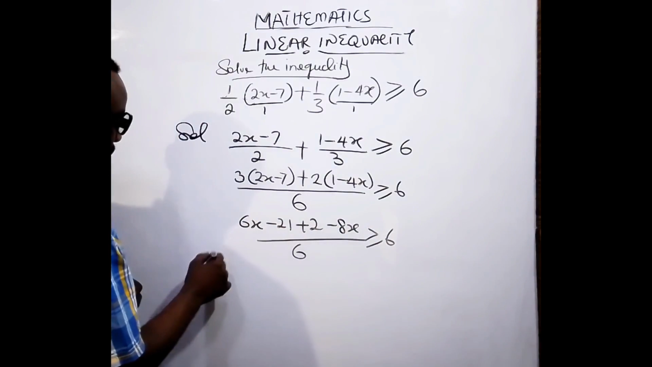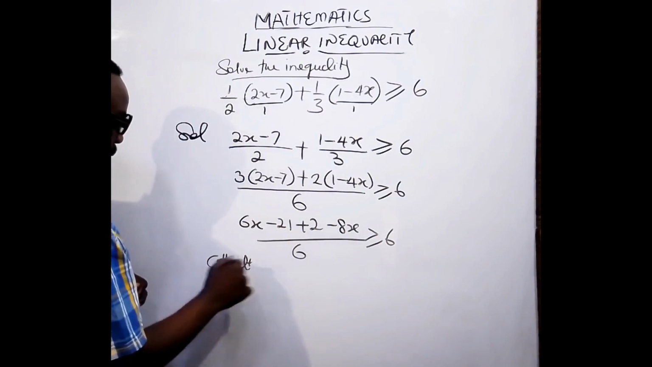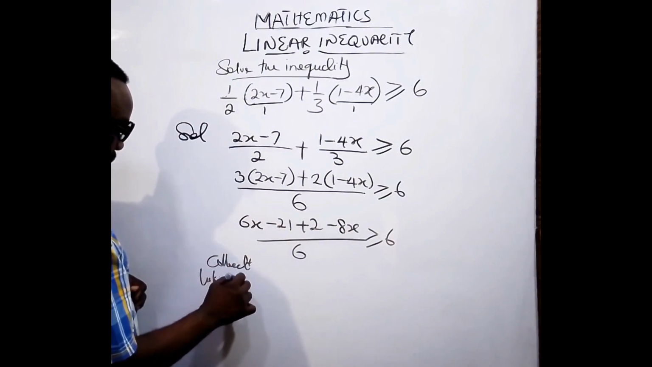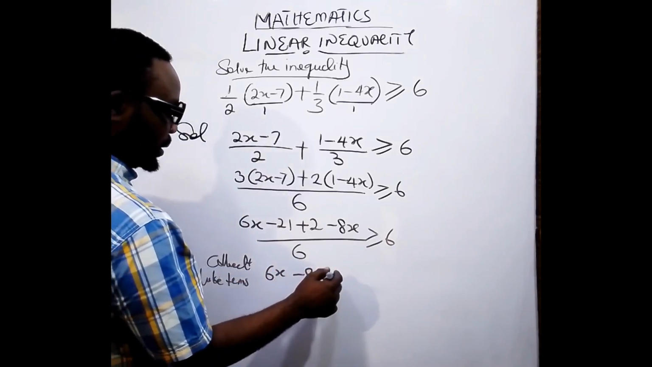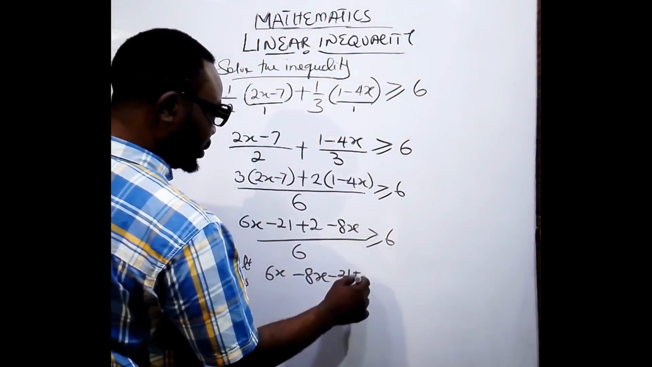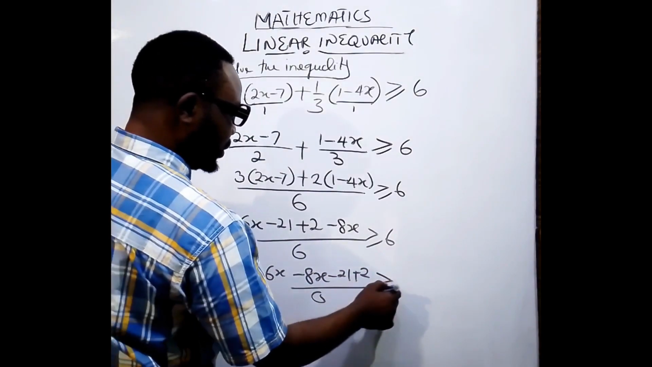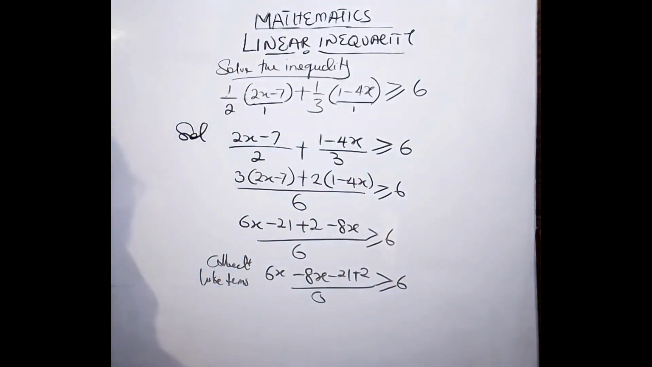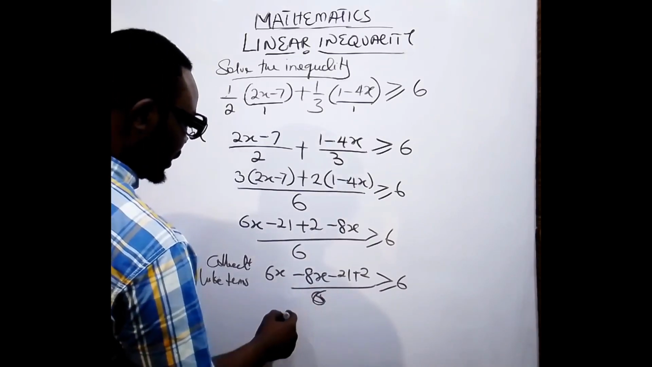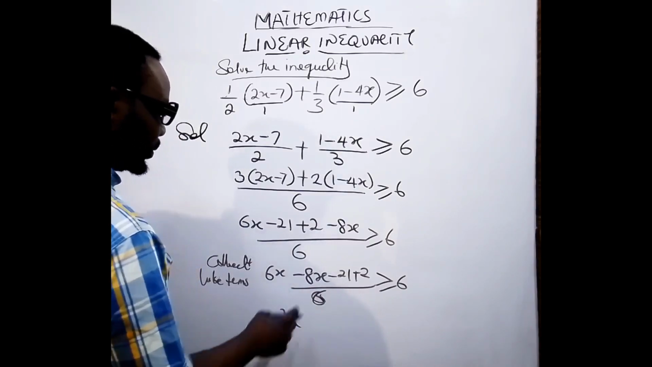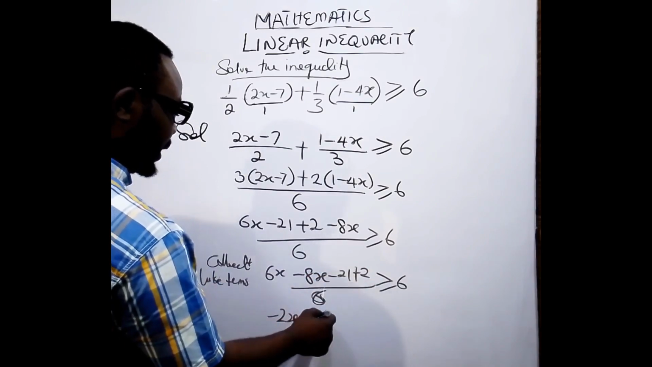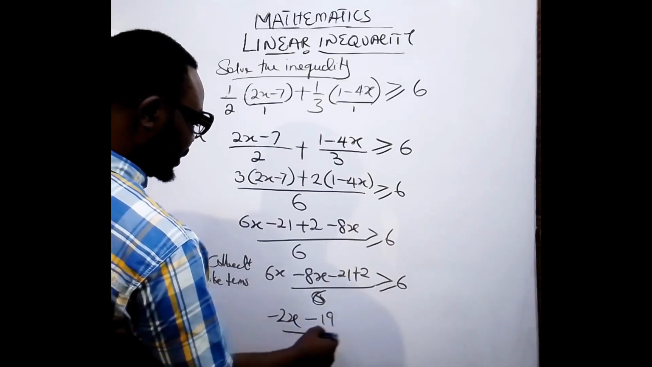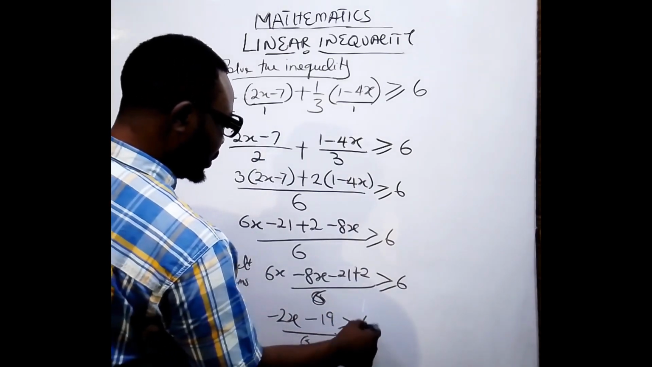Now we collect the like terms. So we are going to have 6x minus 8x minus 21 plus 2 over 6 is greater than or equal to 6. So on that note, we can now say that 6x minus 8x is minus 2x, and minus 21 plus 2 is minus 19, over 6 greater than or equal to 6.